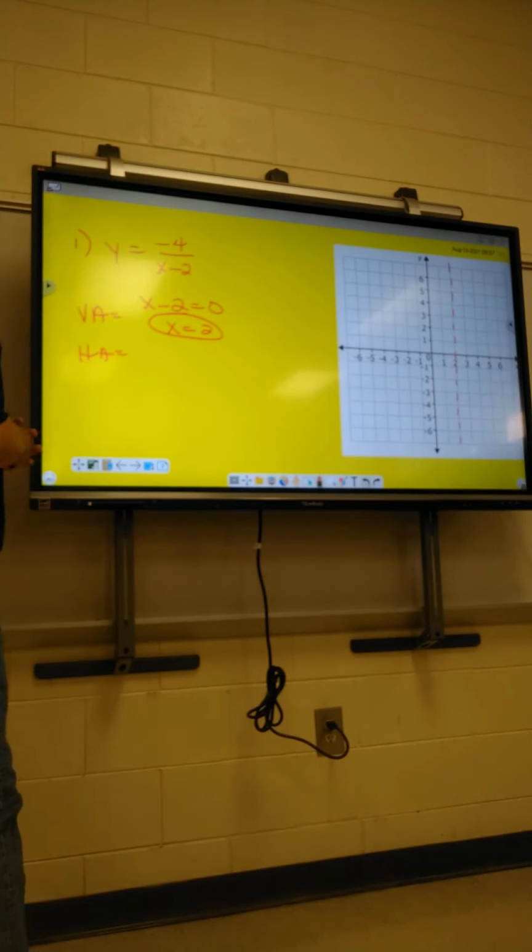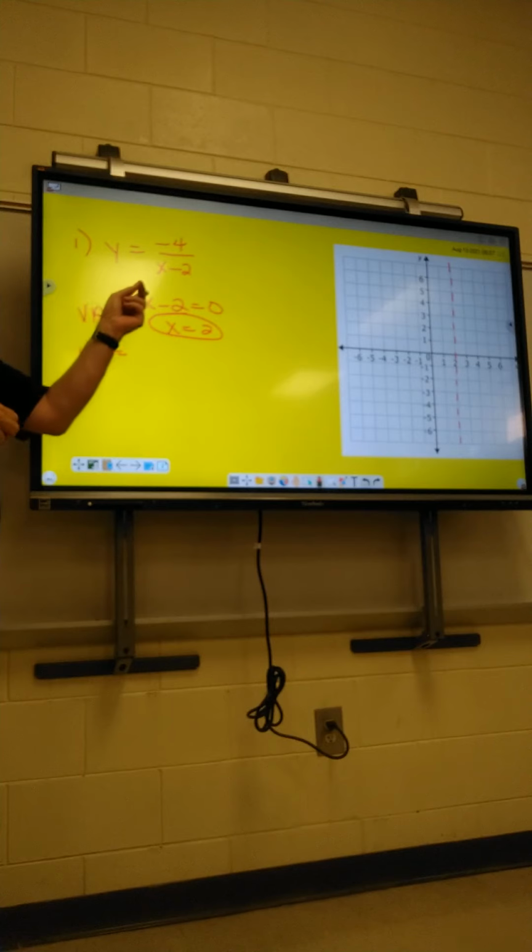All right, Greg, how do I find the HA? What am I looking at? You remember? The top one's the easy one. You set the bottom equal to 0. Remember how to find the bottom one, the HA? What are we looking at?